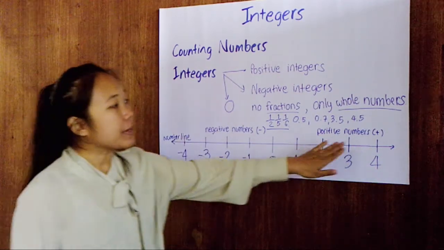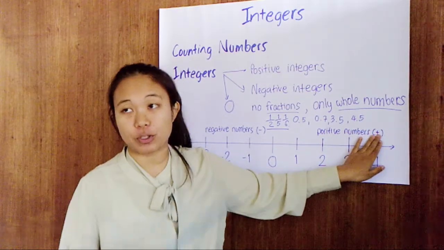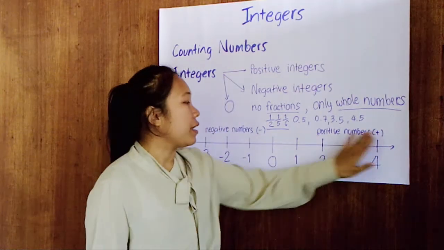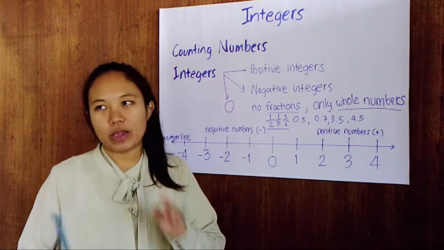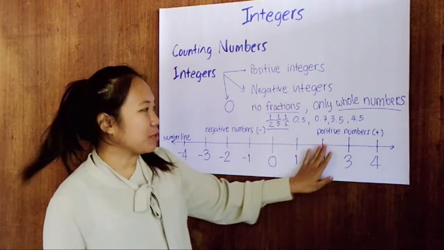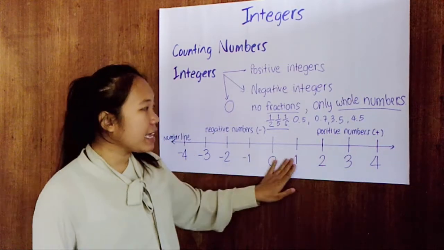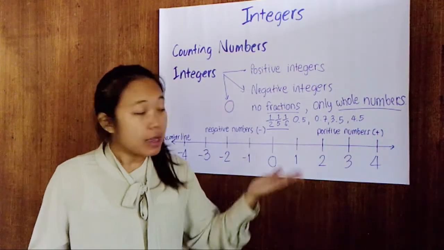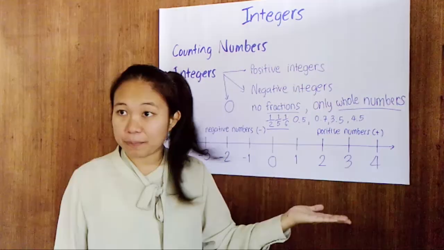The positive numbers have the positive sign in front of the numbers. Do you see the cross here? This is the positive sign. We can put it in front of the positive numbers. And usually, we don't have to put the positive sign in front of positive numbers because it is understood that they are positive numbers. These are the positive numbers.